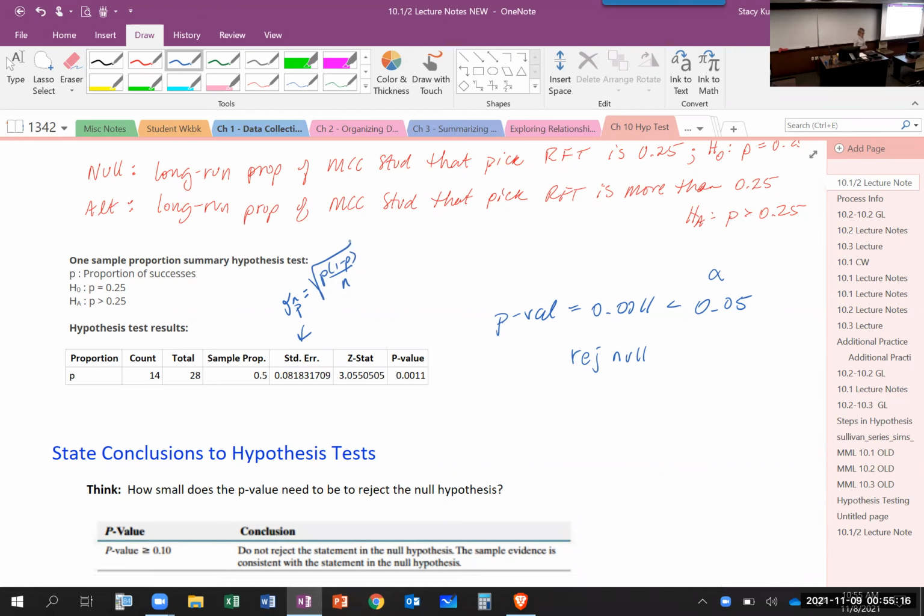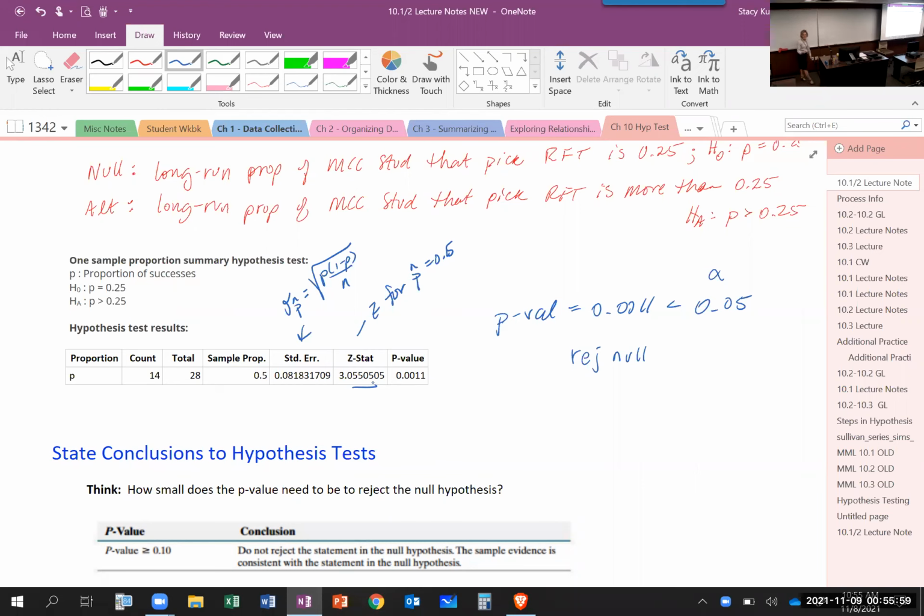The z-stat actually happens to be the z-score for our p-hat, which was 0.5. In other words, it was 3 standard deviations away from the mean. That's what that was telling us. So that z-stat is referring explicitly to the standardized value for my sample. It's the z-score for my sample. So there are 2 ways to do hypothesis testing. One is using the critical value we're given. And the other is using p-values.